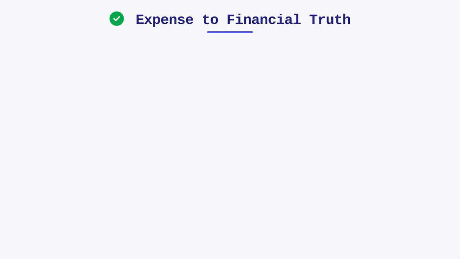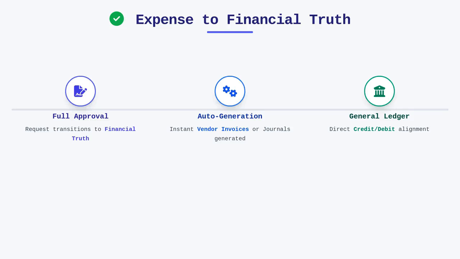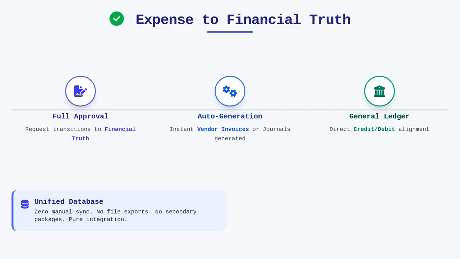When an expense report is fully approved, the system automates the transition from request to financial truth through the generation of vendor invoice records or journals. This integration is the final step in the lifecycle, where the system automatically credits the employee's account, functioning as a vendor, or records the debit against the relevant expense account in the general ledger. Because this happens within a unified database, there is no need to manually synchronize data between disparate applications or export files to a secondary accounting package.